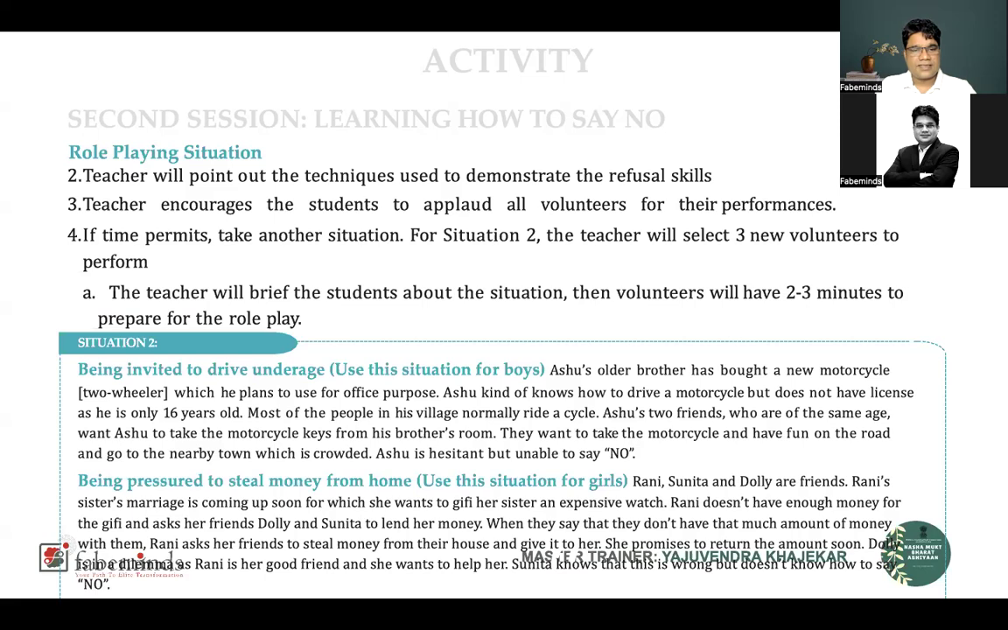Dolly and Sunita know that Rani is their good friend and they want to help her. Sunita knows that this is wrong but doesn't know how to say no. Okay. So this is the second situation that you can give to the boys and the girls differently. Okay. So motorcycle and stealing the money. So these are the two situations.